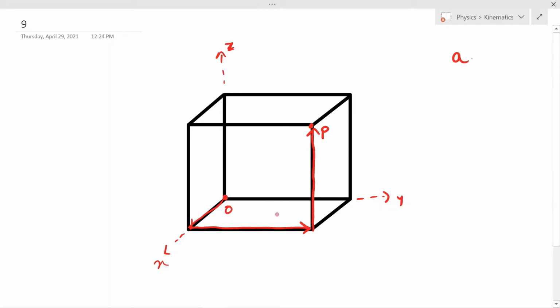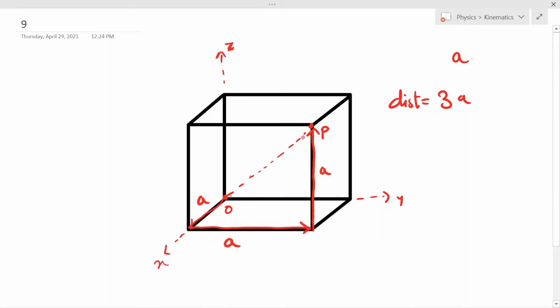Now what will be the distance? Distance will be this A plus this A plus this A, that is 3A. So the distance traveled by the ant is 3A. Now what is the displacement? Displacement will be this. So the relative position of the final position with respect to initial position. So this will be my displacement, that is the body diagonal of the cube.